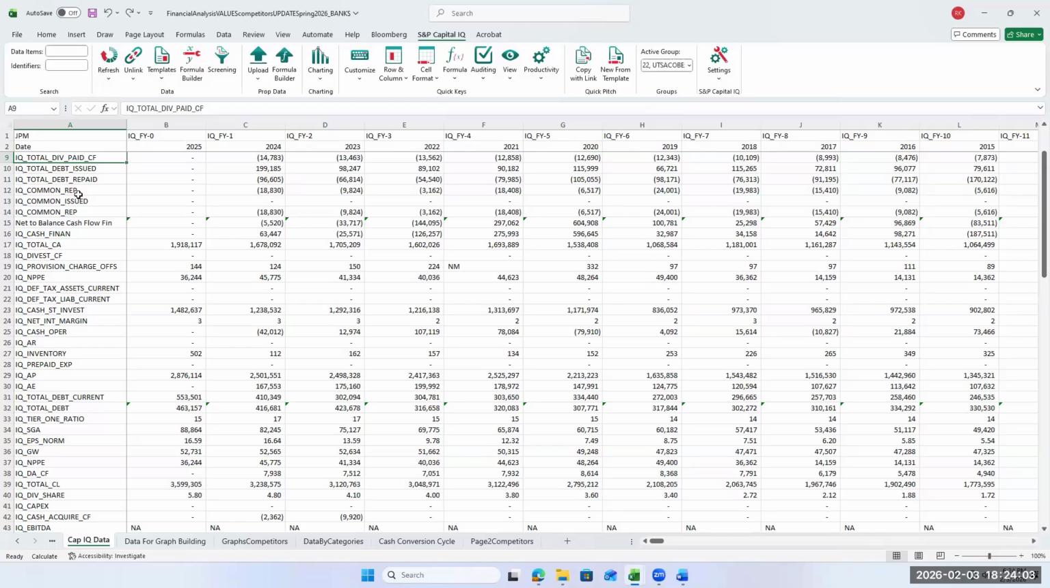How many of y'all are really new to Capital IQ? That's just not your thing. All right. So we got to get you comfortable with it, not just because you need it for the class, you need it for life. But real quickly, just to show you.